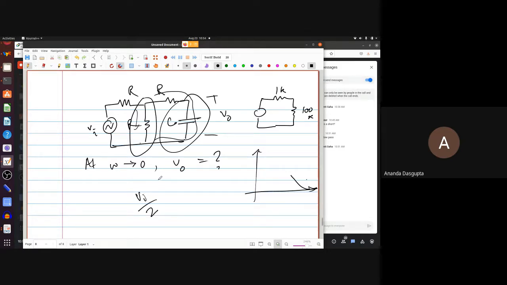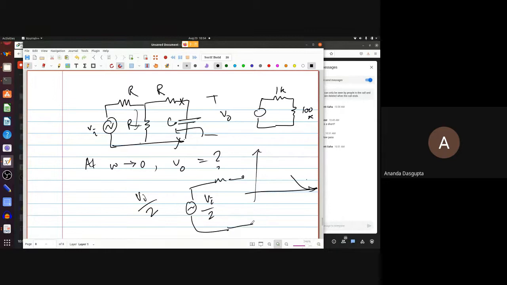The other way, perhaps even the simpler way, is to use Thevenin's theorem. Use the fact that because you are interested in the voltage here, why don't you treat this as a Theveninized circuit? And there, the open circuit voltage is easily seen to be Vi by 2. And the resistance, by the way, what is R Thevenin for this circuit? How much is it?